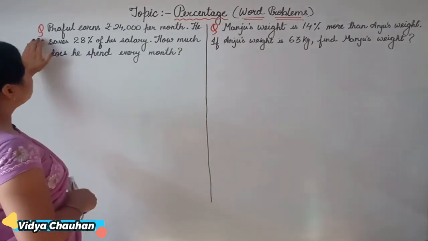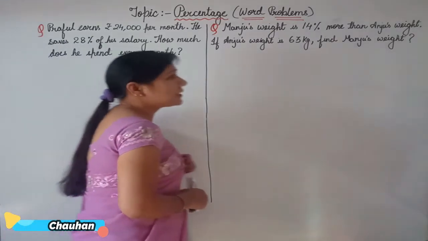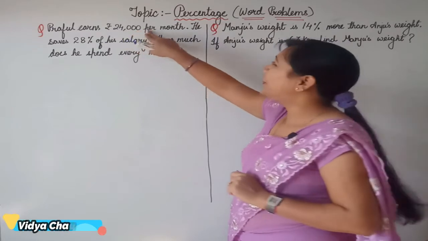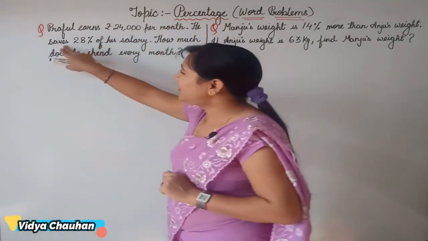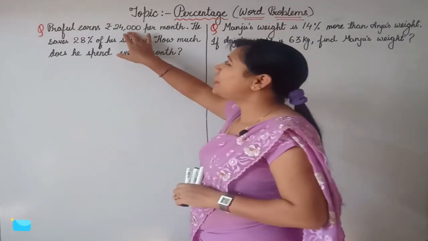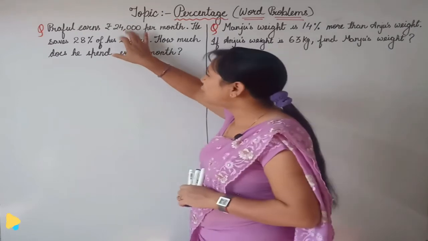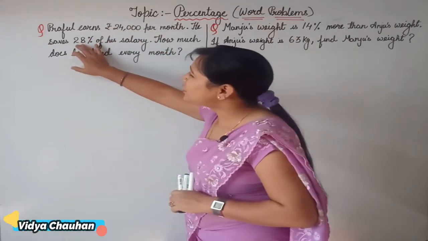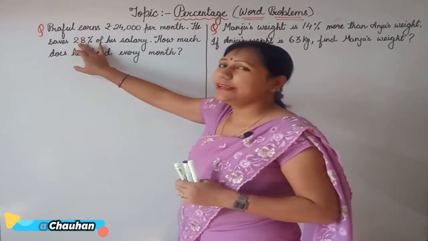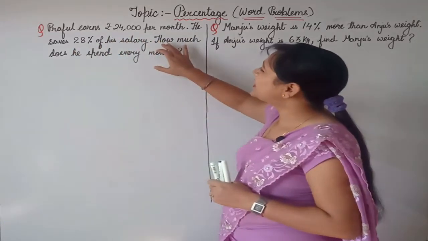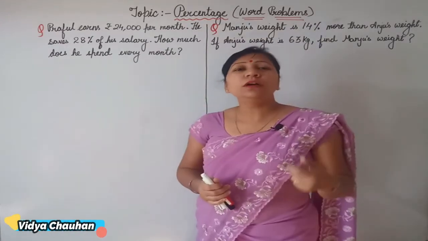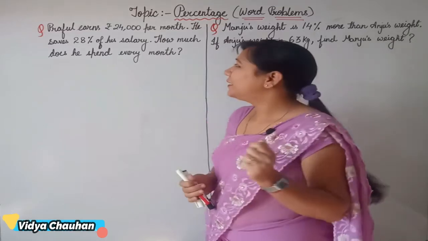The first question says, Praful earns rupees 24,000 per month. He saves 28% of his salary. So what is the total salary of Praful? Rupees 24,000. Out of this 24,000, he saves 28% of his salary. So what is the percentage of salary saved? 28%. Now what you have to find is how much does he spend every month. So what is the total amount which he is spending every month?